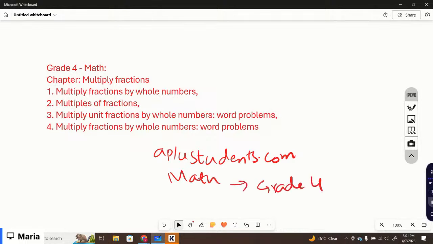Scroll down to grade 4 math and then click all lessons. There you can find the list of the chapters. We're going to start with the chapter multiply fractions. The lessons we're going to cover today are multiply fractions by whole numbers, multiples of fractions, and multiply fractions by whole numbers word problems.